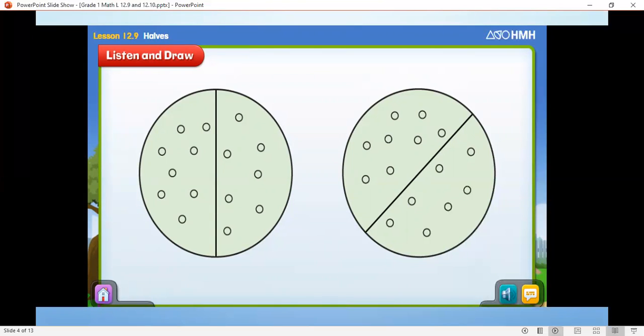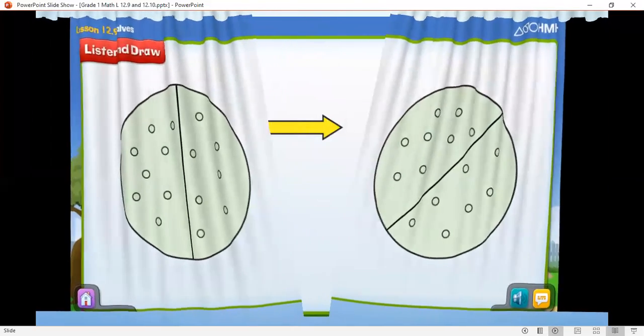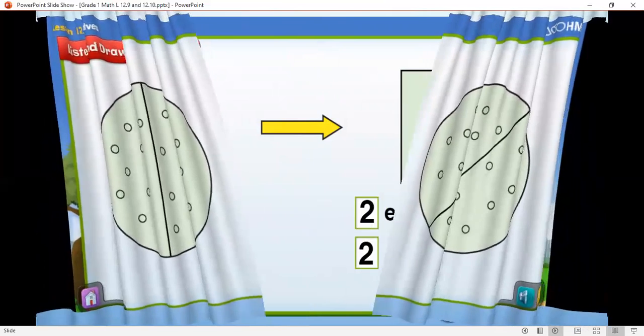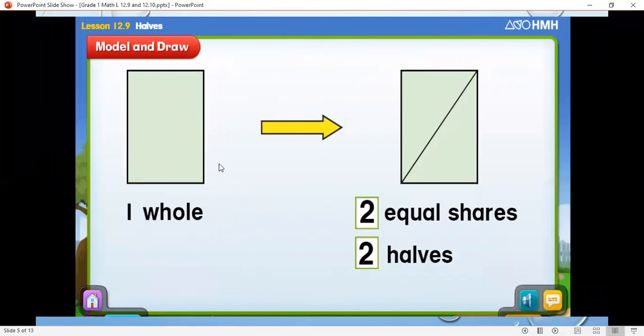Now, let's see another example. Look how nice my curtains split in half, and here is our rectangle. And you can see here that a whole rectangle, we call it one whole. And here you can see how we can split it, from one corner to another corner, for example. And what do we have here? We have two equal shares, one here and one here.